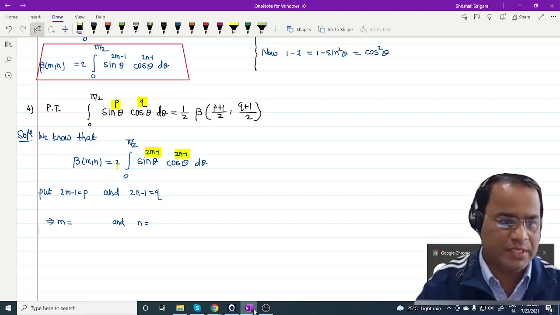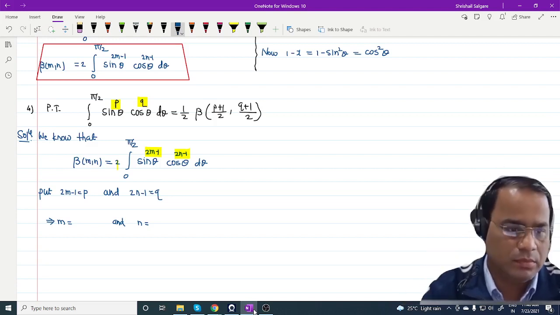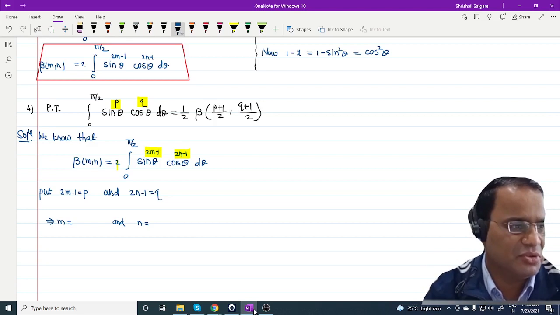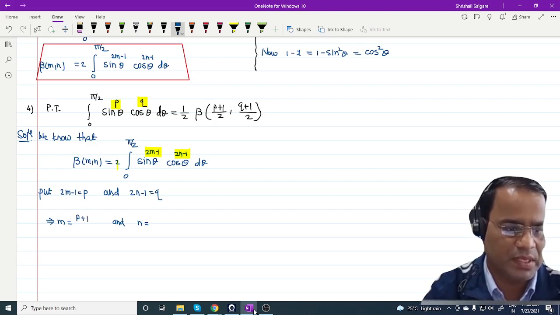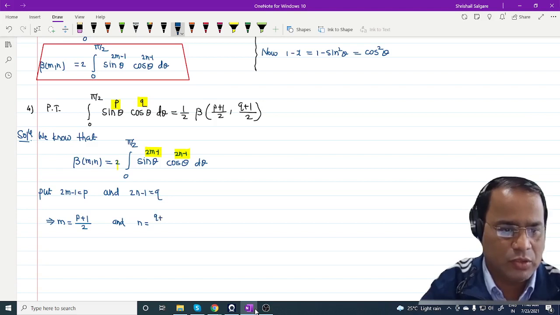Now from this, what is the value of m? Quickly. You should be ready with the answer. Okay, Prerna, continue. m is (p plus 1) divided by 2, and the value of n is (q plus 1) divided by 2.